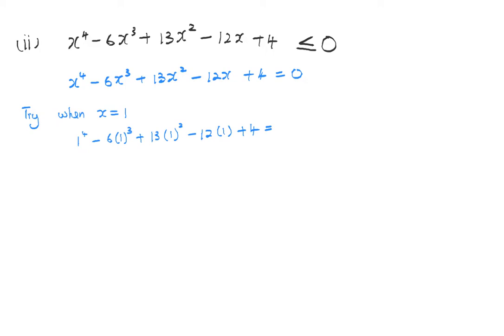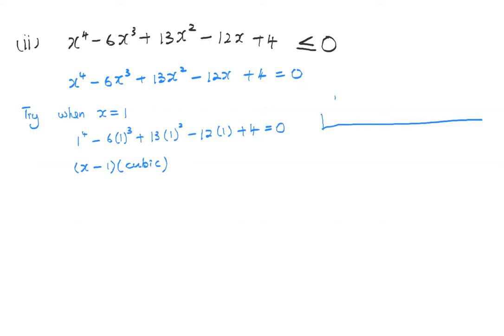The answer is yes, am I right? So you get 0. That means x equal to 1 is one of the factors. So I know that this can be written as x minus 1, then here will be the cubic. So how to get the cubic? We go back to use synthetic division.